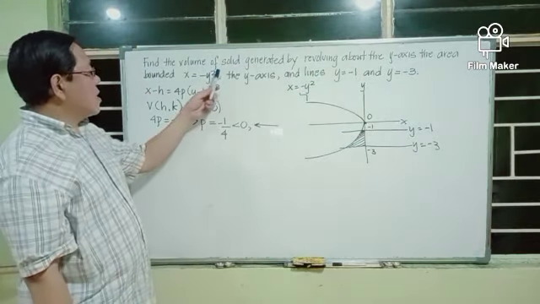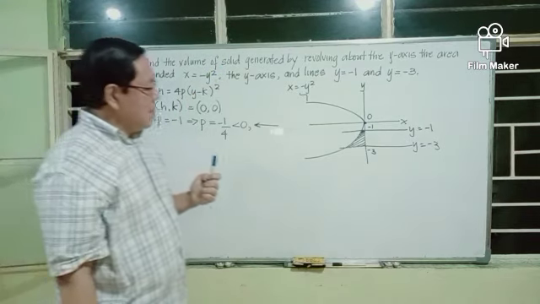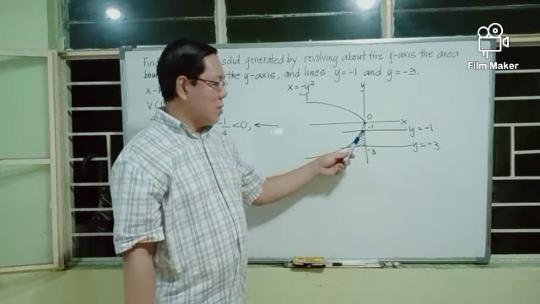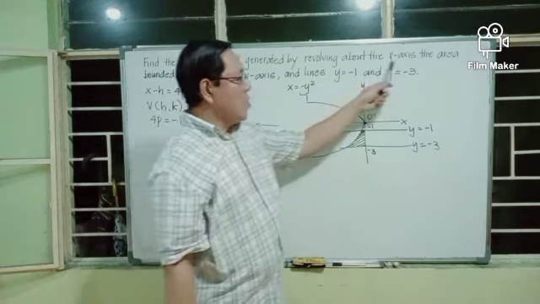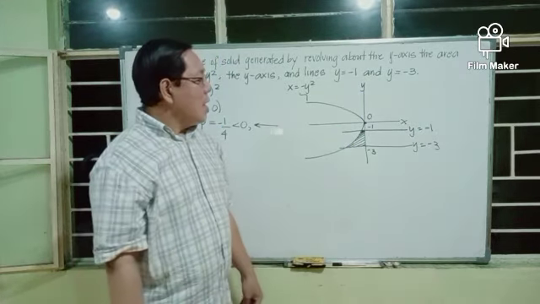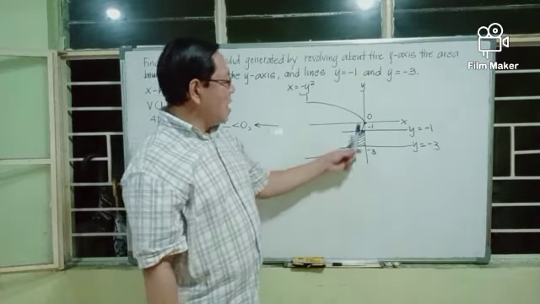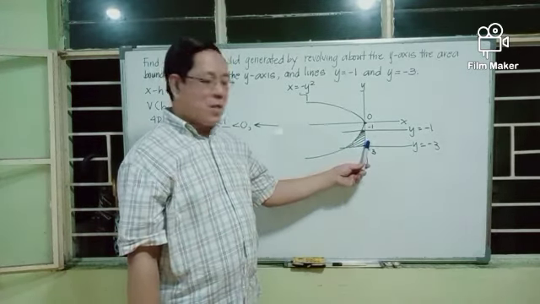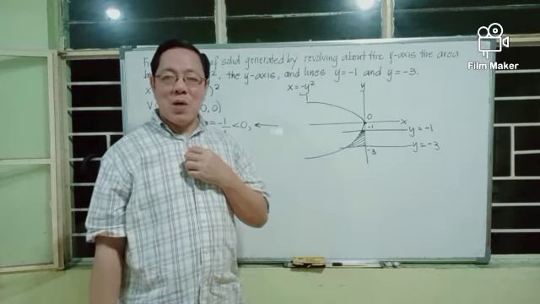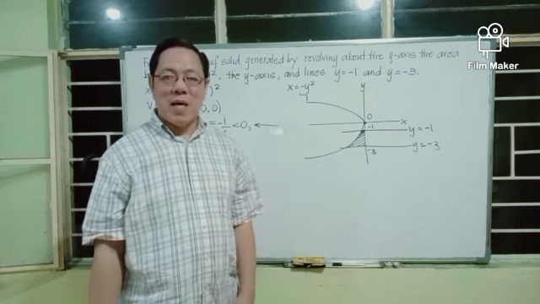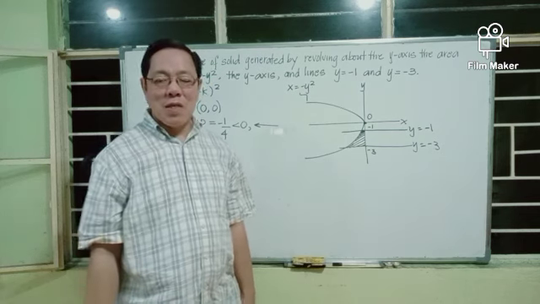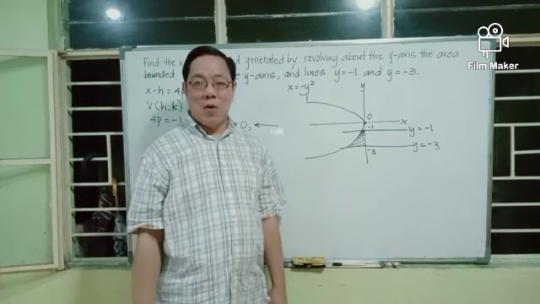The solid to be generated is obtained by revolving this area, this shaded region, about the y-axis. Therefore, the y-axis is our axis of revolution. And again, you can see that the axis of revolution forms a part of the area, this shaded region. Therefore, we know that we should use the disk method, because we use this method when the axis of revolution is a part of the area to be revolved.